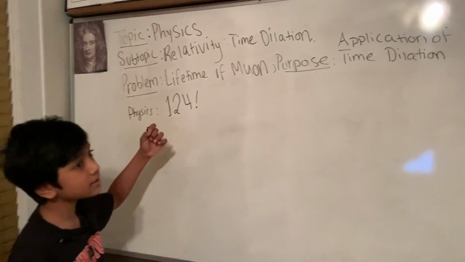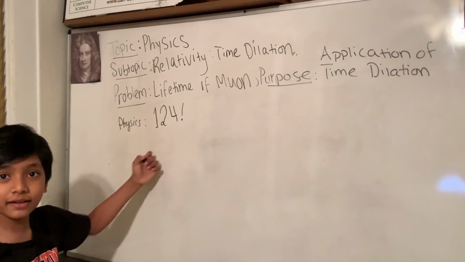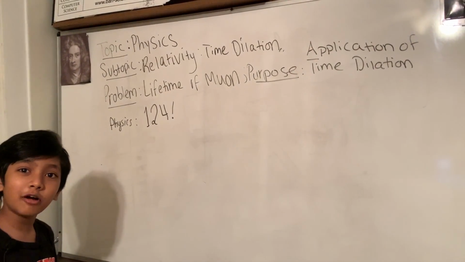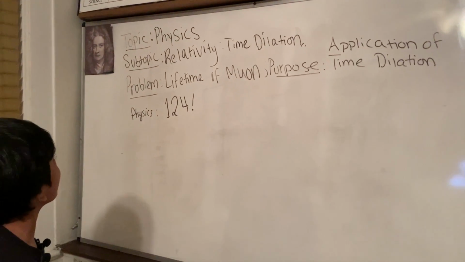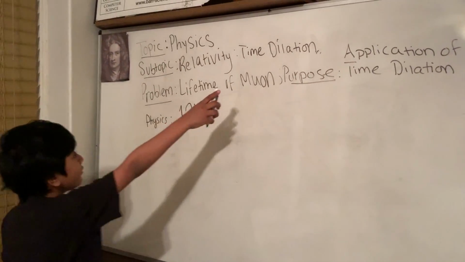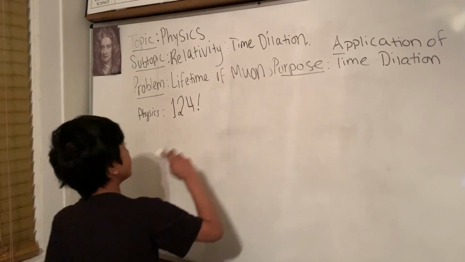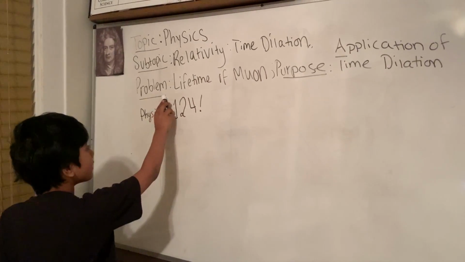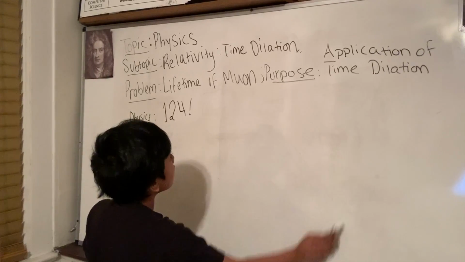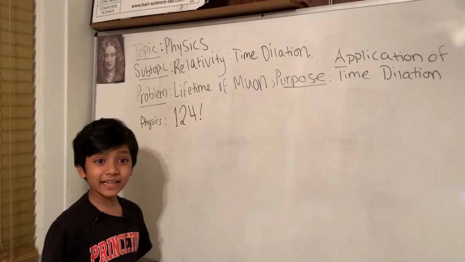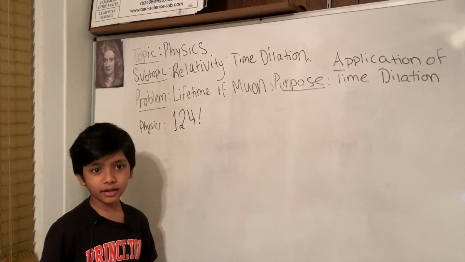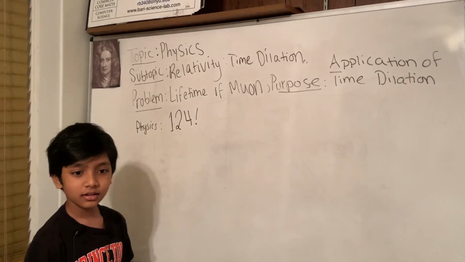So this is physics number 124. We're getting close to 200. Today we're going to be looking at relativity, time dilation. Our problem is going to be the lifetime of a muon. The purpose is just getting an example of time dilation in real life.